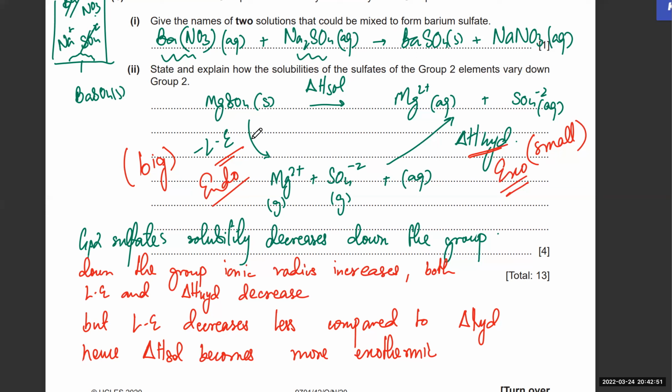So down the group, this part is becoming bigger and this part is becoming smaller. Even though both of them are decreasing, because down the group ionic radius increases. So you have bigger ions down the group. Both lattice energy and enthalpy of hydration decrease. But relatively speaking, this is still bigger and that is still smaller. So lattice energy decreases less compared to enthalpy change of hydration, which makes it more endothermic.